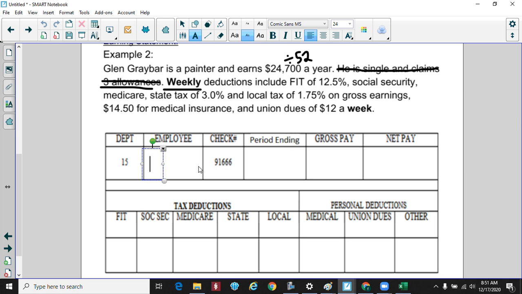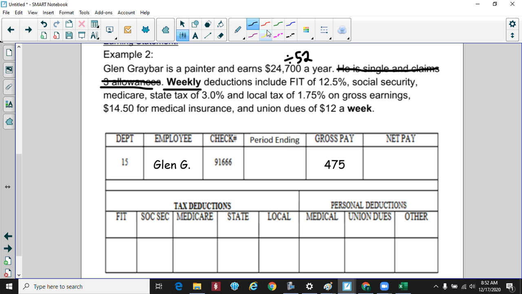Technically, you don't necessarily have to write this out. I'm just being thorough. Period ending, we're not going to put anything there. We don't care about that. So his gross pay ended up being 475. The reason I got 475 is because I took the 24,700 and divided it, and that's his gross pay. Remember, gross pay is what you get paid before taxes. We're going to base everything on this pay stub off of 475.